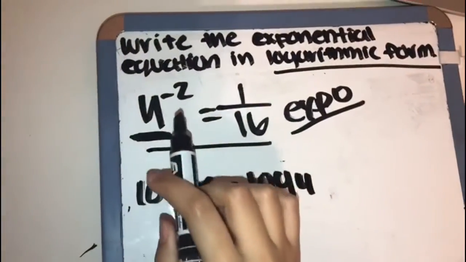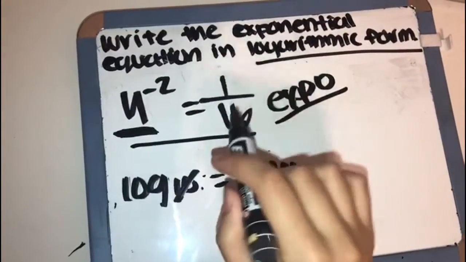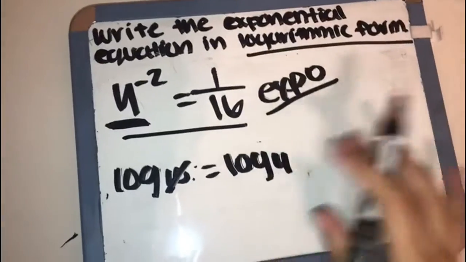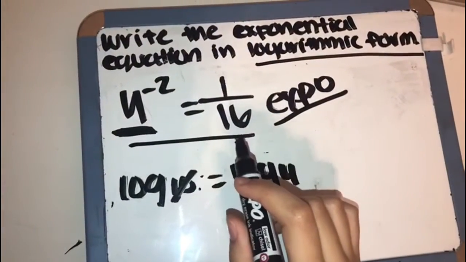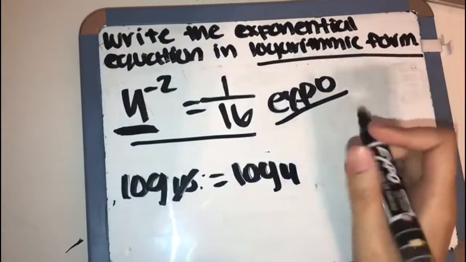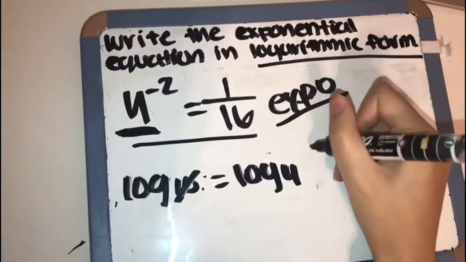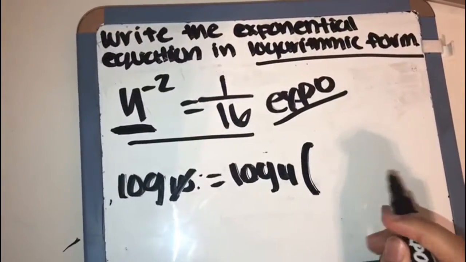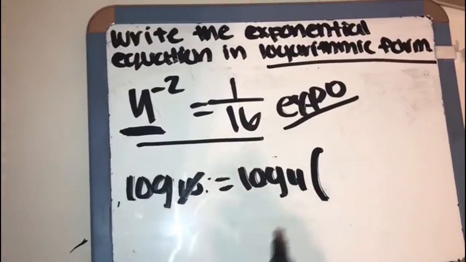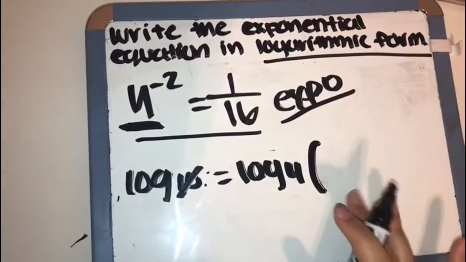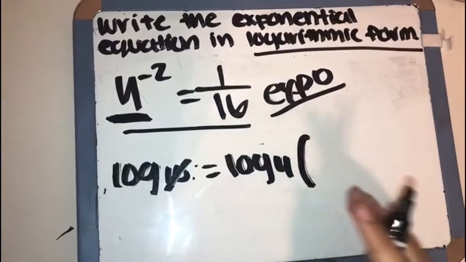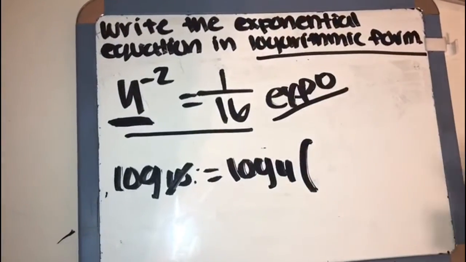Now, this time it has a -2, which means it would be a fraction instead of a normal number. Since it's a negative exponent, we're going to say that. You should also put parentheses so you don't get confused. I put parentheses so it helps me understand where I'm at, because if I don't, I'll be like, where did this 1/16 come from?